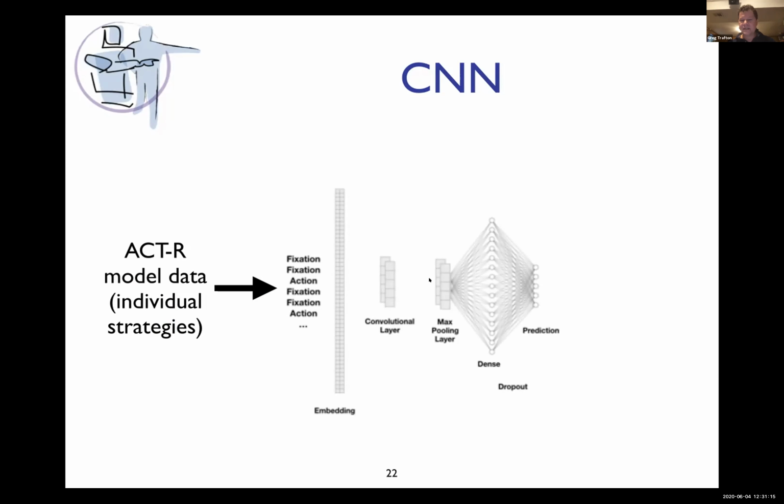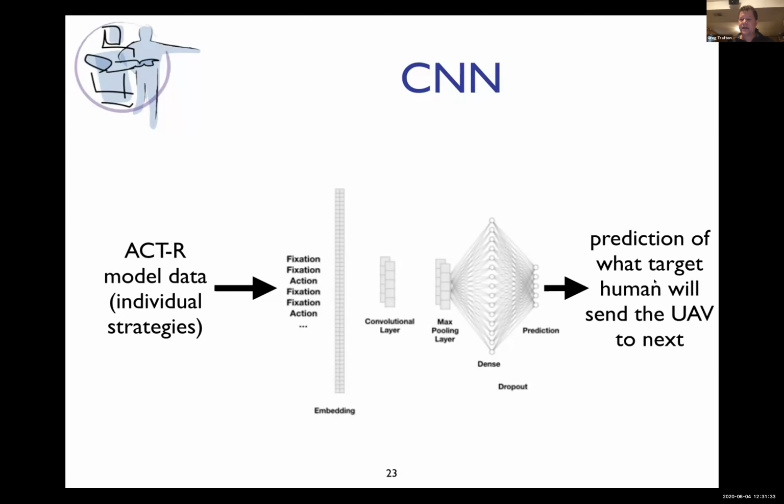And then we built a very standard convolutional neural network that we fed the fixations and actions, and every single action that occurred for a rerouting task. Then we have convolutional layers, and we have dropout and prediction and everything else. The prediction itself is what target the human is actually going to send the UAV to next. We don't give the network that information ahead of time, of course, because that's what it's trying to predict. And it's trying to learn some sort of representation, abstracting the important features. That part is a black box for what we're doing here.